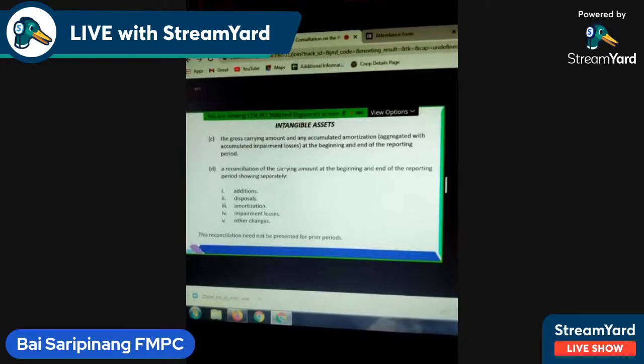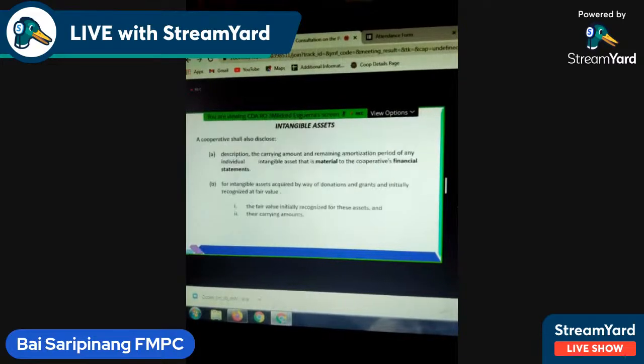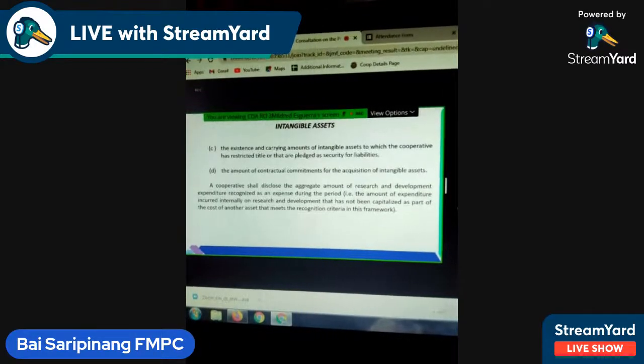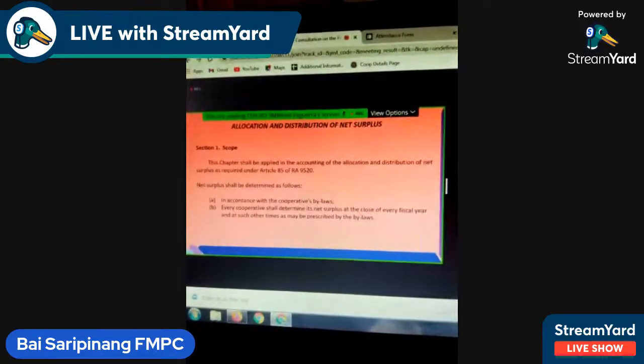Kasama pa rin. Now, an emphasis also on the intangible assets, kasama pa rin po ang reconciliation of the carrying amount at the beginning and at the end of the reporting period, showing separately yung kanyang additions, disposals, amortizations, impairment losses, and other changes. So, dati na po dapat kasama yan kung mayroon po kayong mga intangible assets in your respective corporations. So, you have to disclose again still yung descriptions niya, the carrying amount, and remaining amortization period of any individual intangible assets.